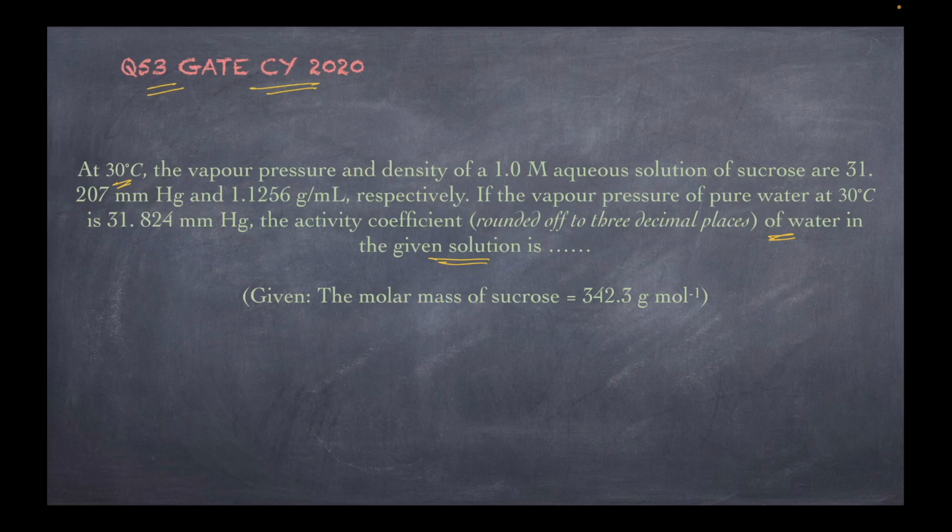So the vapor pressure and the density of 1 molar sucrose solution is given, and the vapor pressure of pure water is also given at 30 degrees centigrade. Now we have to find the activity coefficient of water in the given solution. The molar mass of the sucrose is also given, 342.3 gram per mole.